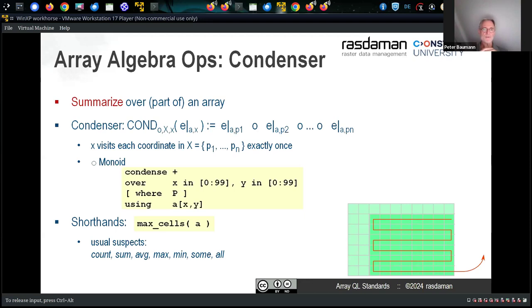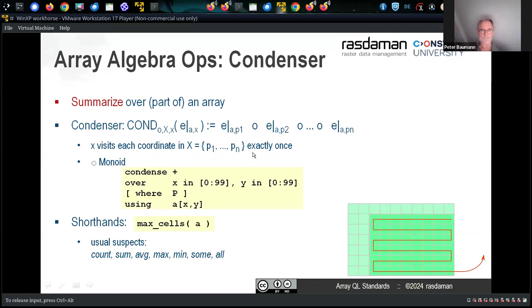This allows you to do the usual suspects, and again, to do some convenient shorthand notation, like count, sum, average, and so on. And then you have a convenient way to write how to aggregate data. Once again, iteration sequence is totally undefined here. It's up to the server to define that. Okay, and as it turns out, with those two operations, you can do a lot of things.